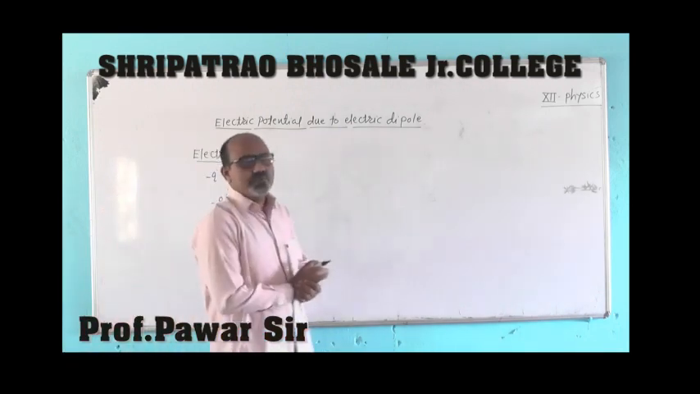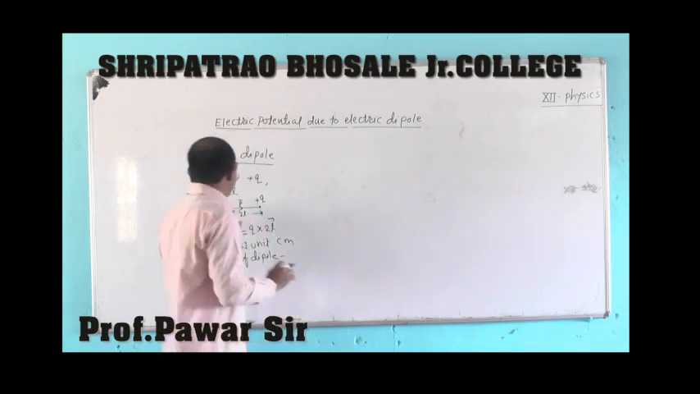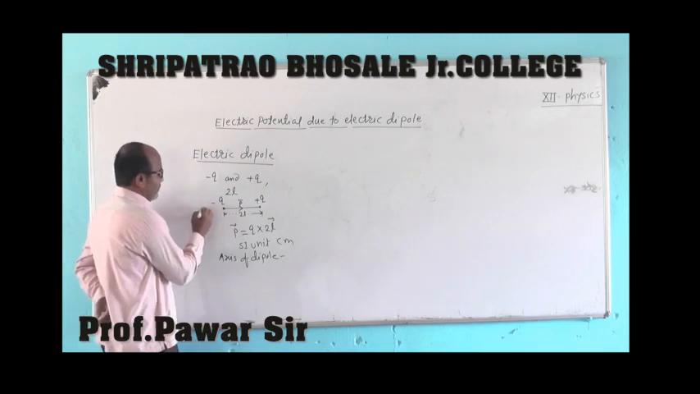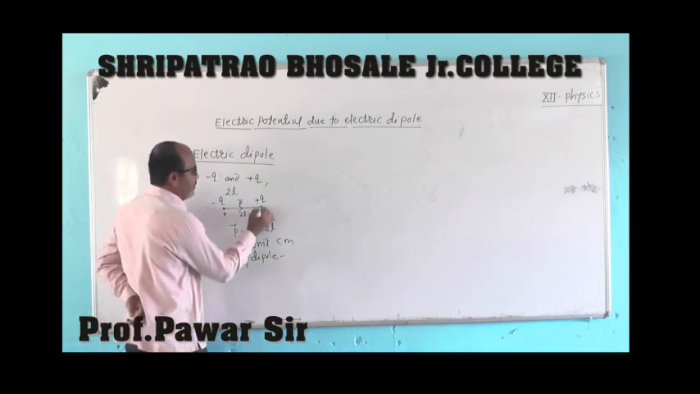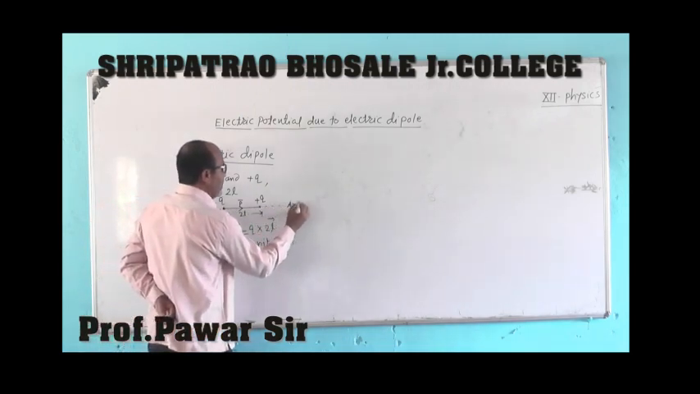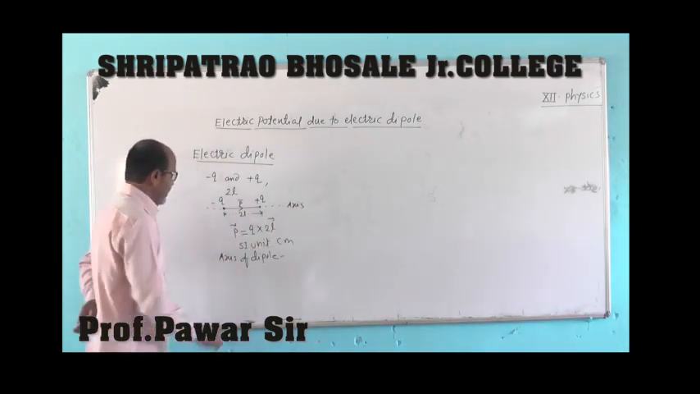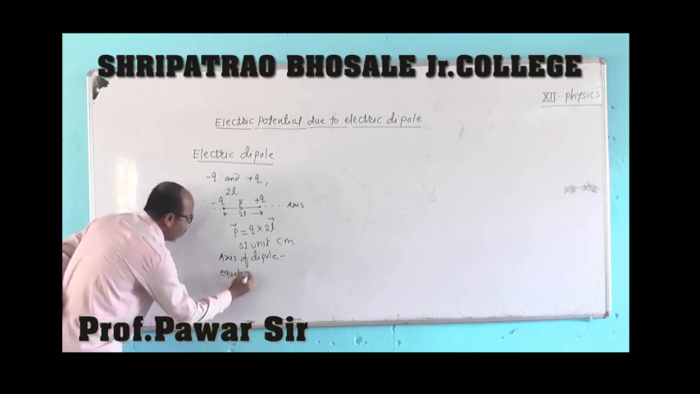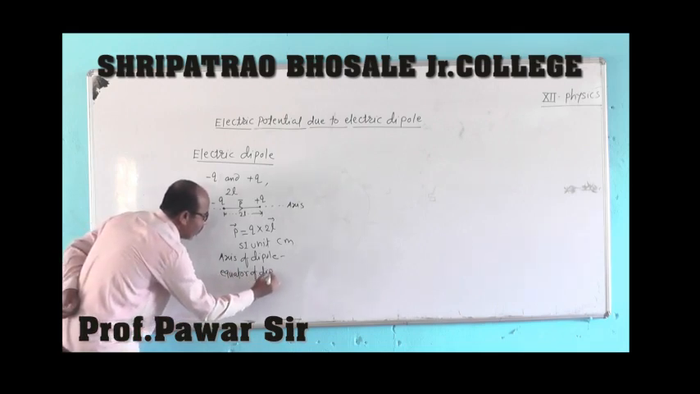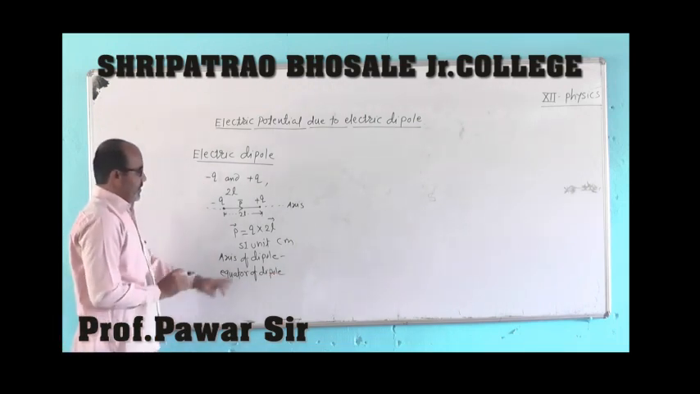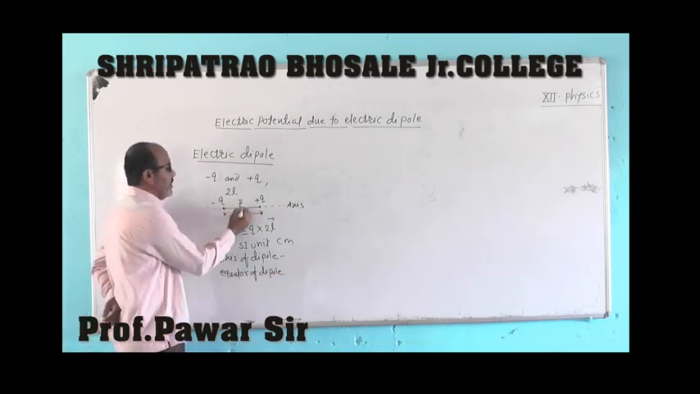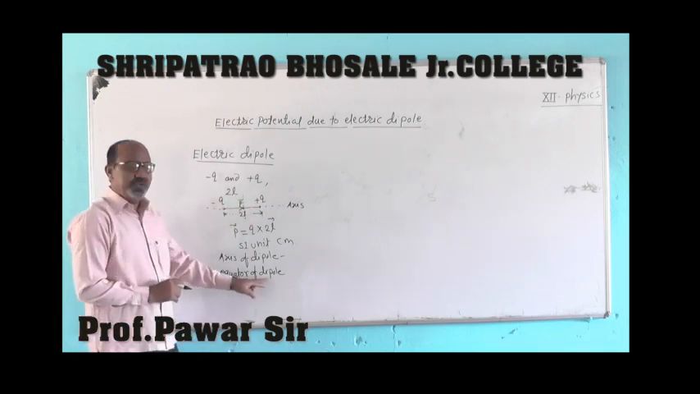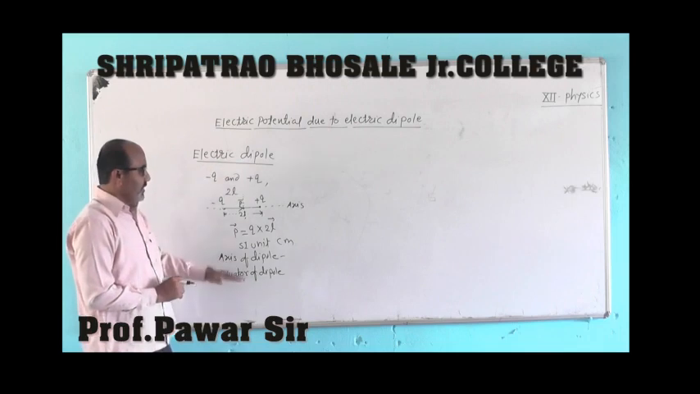A line passing through the center of two charges forming an electric dipole is called the axis of dipole. So this is the line which passes through the center of the two charges. It is called the axis of dipole. Similarly, we can define the equator of dipole. A line which passes through the center of the dipole and perpendicular to its axis is called the equator of dipole. So this is all about the electric dipole.